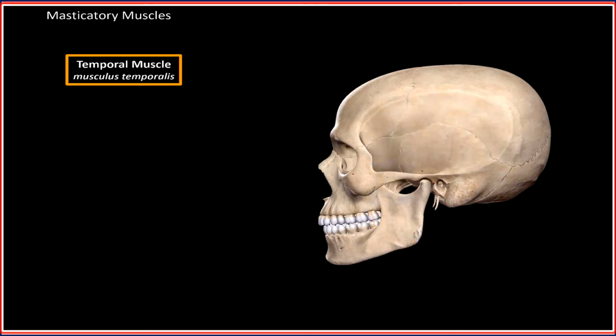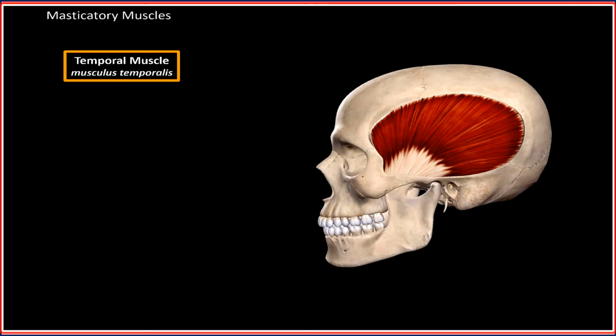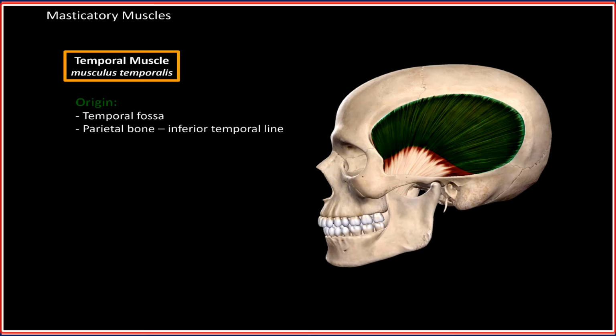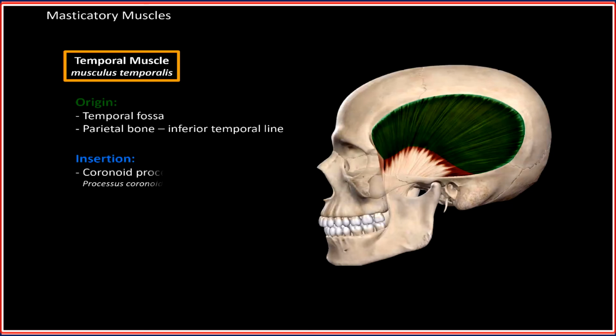Alright, so the temporal muscle looks like this. It originates from the temporal fossa, which is the fossa located on the temporal bone, and it also originates from the inferior temporal line on the parietal bone. The fibers then go down behind the zygomatic arch, as you see here, and attach to the coronoid process of the mandible, which is here.